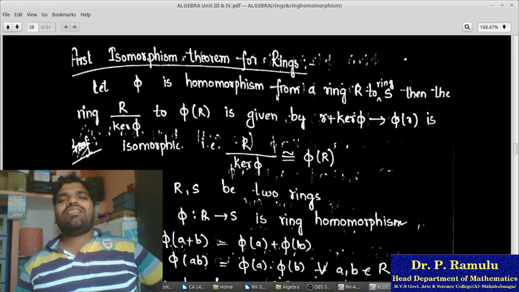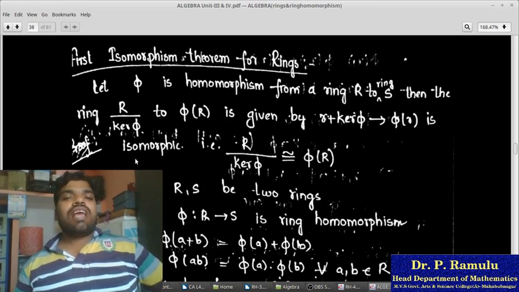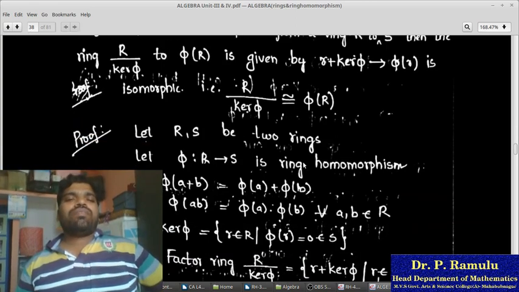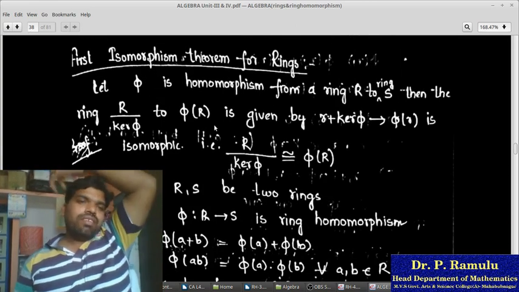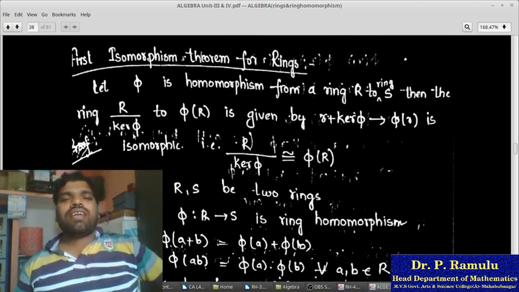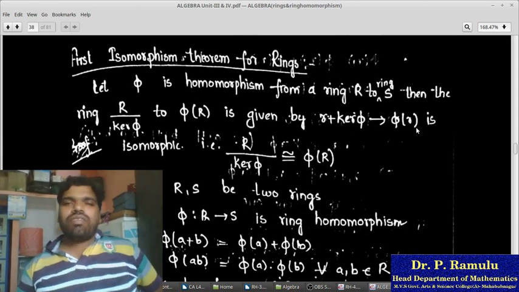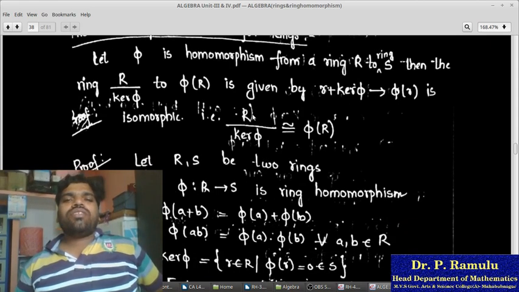Let π be a homomorphism from a ring R to a ring S. Then the factor ring R/ker π is isomorphic to π(R). That means the map R/ker π to π(R) is defined by R + ker π equal to π(R). So notationally, R/ker π is isomorphic to π(R).